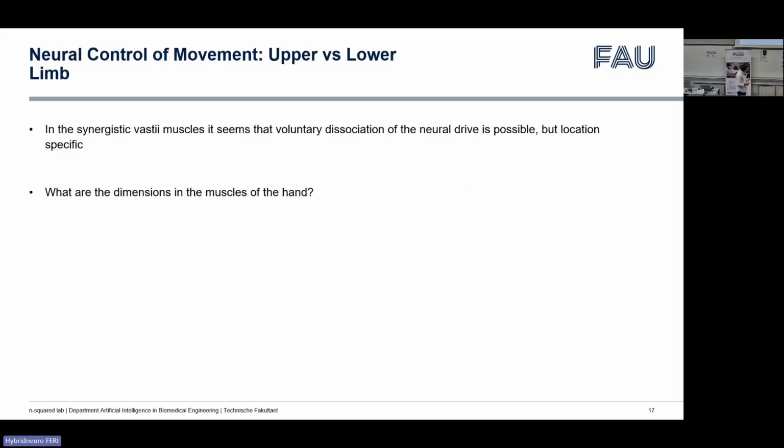We have multiple dimensions. So in the vasti muscles, it seems that voluntary dissociation of the neural drive is possible, but location specific. This is a speculation because we recorded 10 subjects. 3 of these subjects managed to split completely. And these 3 subjects were people that go to the gym and train a lot at the gym.